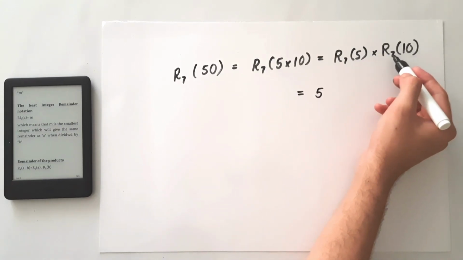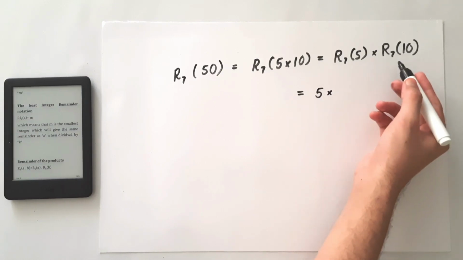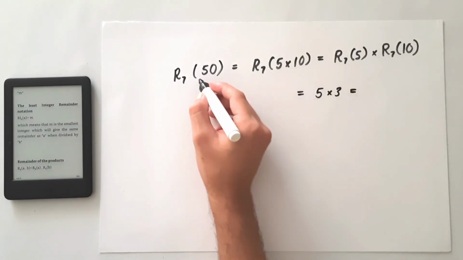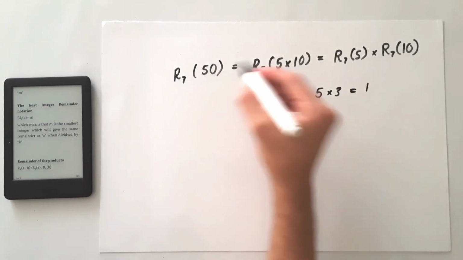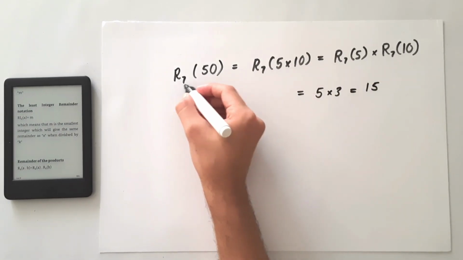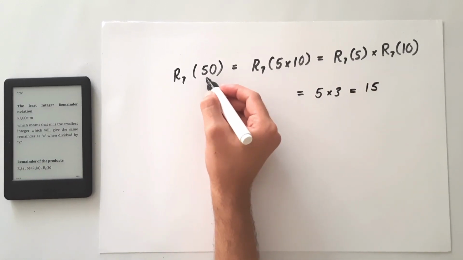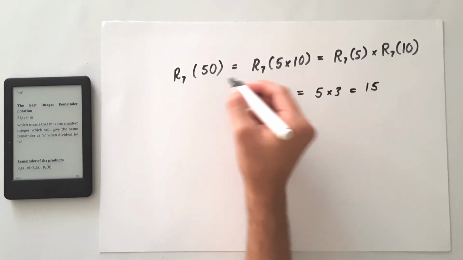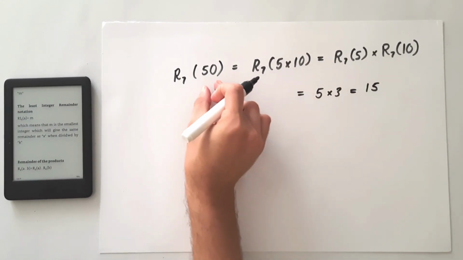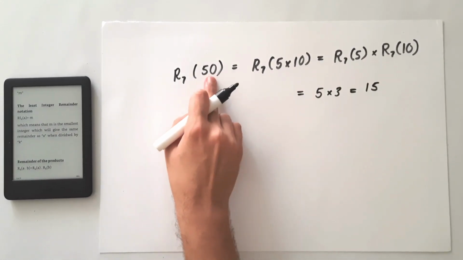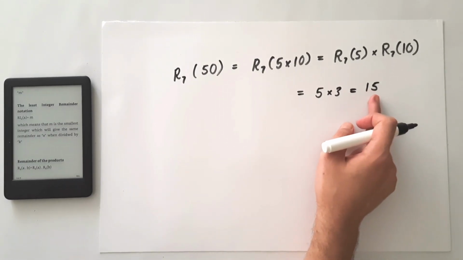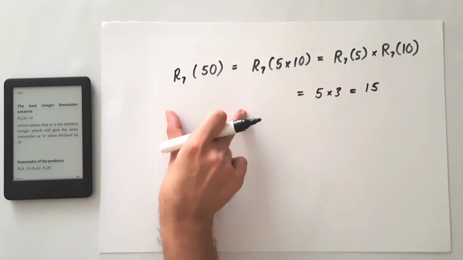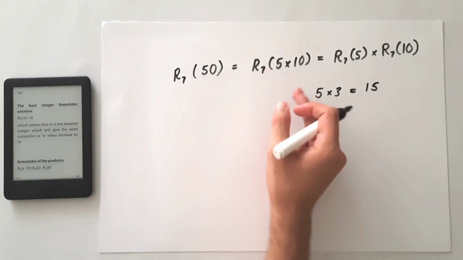And when 10 is divided by 7, it will give the remainder 3. So R7 of 50 will be equal to what? 50 will give the same remainder as 15 will give when divided by 7. And we know that 50 will give the remainder 1 and 15 will also give the remainder 1. So instead of checking whether 50 is divisible by 7 or not, we are checking a smaller number. So actually the number which we have to check becomes a bit smaller if we apply this rule.